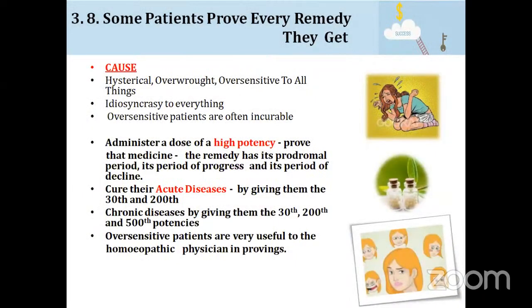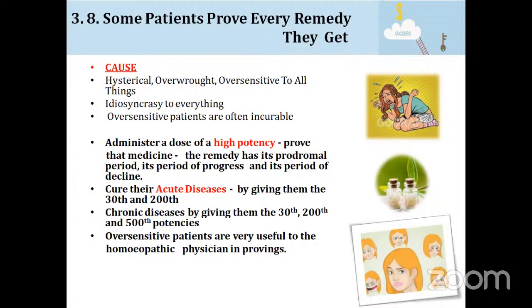So, next, it is coming about something related with provings. Some patients prove every remedy they get. Whichever drug you give, they all prove it. Why? Because they are too sensitive to such drugs. They are the oversensitive patients. They are also incurable. They have a type of idiosyncrasy to everything. Hysterical, oversensitive to all things.